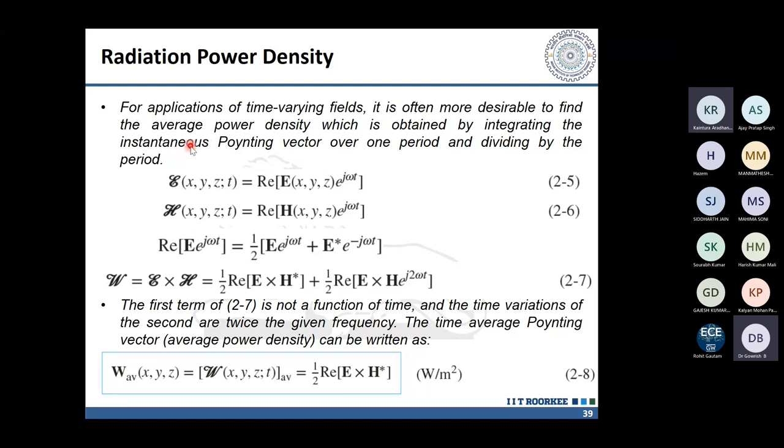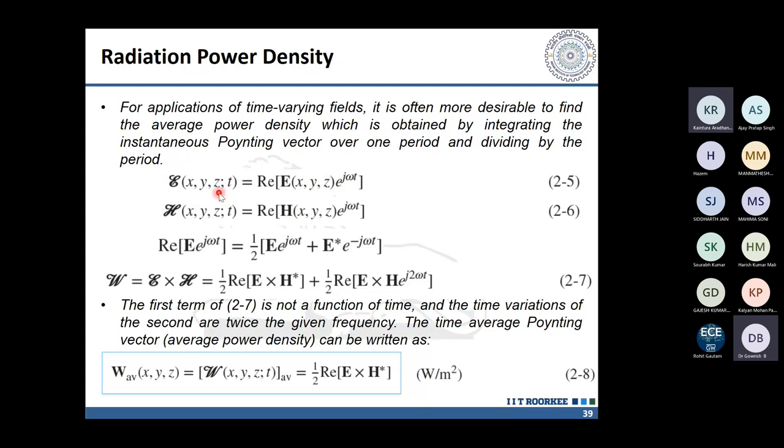So what we do is integrate the instantaneous Poynting vector over one period of time and divide it by the period. As we have already seen, we are looking into time varying fields, which are very often helpful to analyze using phasors. You are already aware of phasors. The instantaneous electric field intensity, a function of time, can be expressed, if it is sinusoidally time varying, in terms of a phasor component and the time varying part. This is the phasor component, and the real part of it gives the instantaneous electric field. Similarly, the phasor component of the magnetic field, and the real part of it gives the instantaneous magnetic field intensity.